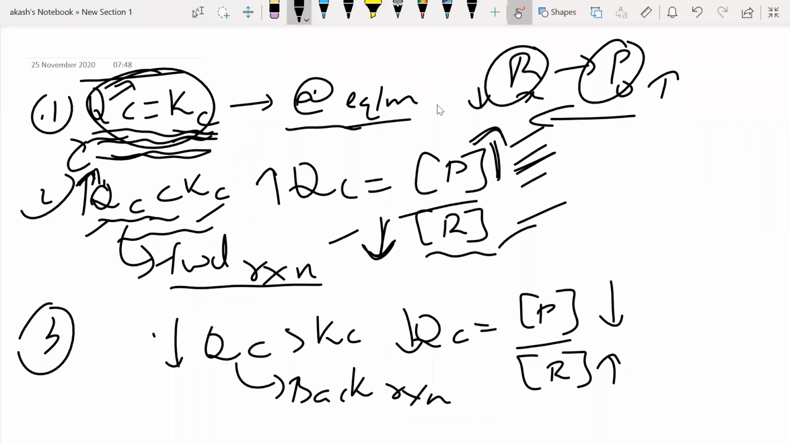Now, say the second case is when you find that the Qc value is less than the Kc value. As I told you, eventually you want to reach equilibrium, so Qc has to become equal to Kc. This time I see that the Qc value is lesser than Kc, so I have to increase the value of Qc. How will I do it? Obviously the product concentration has to be increased and the reactant concentration has to be decreased, and that will happen if and only if I have the forward reaction happening, right?